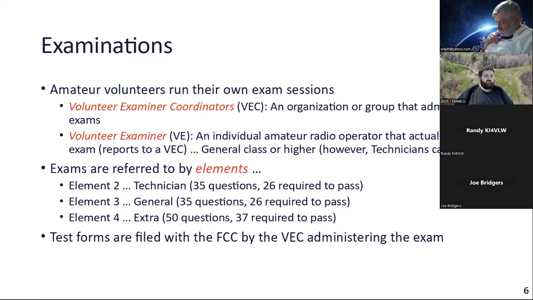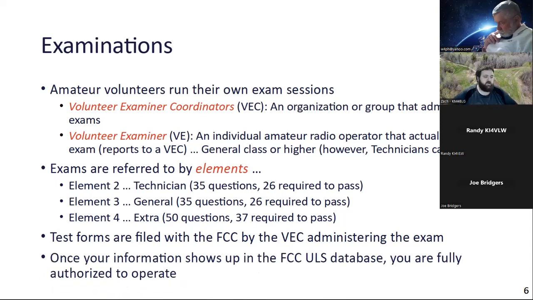Test forms are filed with the FCC by the VEC administering the exam. So after you take your test, all the documents and stuff that go with that, the VEs will give that to the VEC, and they'll file it with the FCC directly. Once your information shows up in the FCC ULS database, you're fully authorized to operate. So this is an online database where you can go look up by name, by call sign, FRN number, a couple other things, I think maybe address, and see what your call sign is and if it's active and when your license expires and all that kind of stuff.